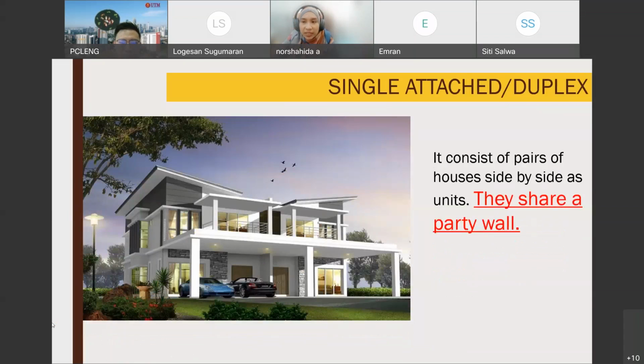This is a single attached or duplex. It consists of pairs of houses side by side as a unit. They share a party wall. This is like a semi-D, semi-detached.